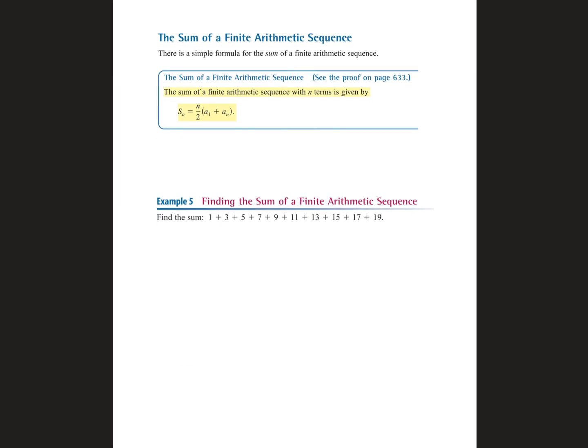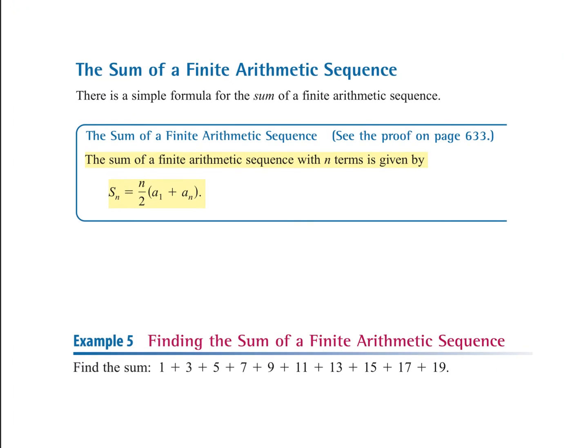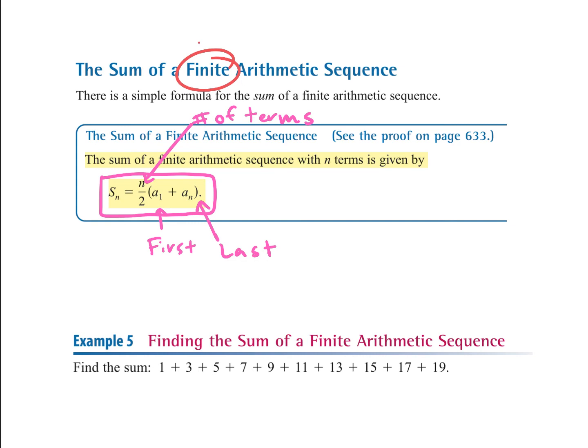All right, last thing we're going to look at today is the sum of a finite series. So to find the sum of a finite series, we use this formula here, where n is the number of terms, a sub 1 is the first term, and a sub n is the last term. What does it mean to be finite? It has an ending.